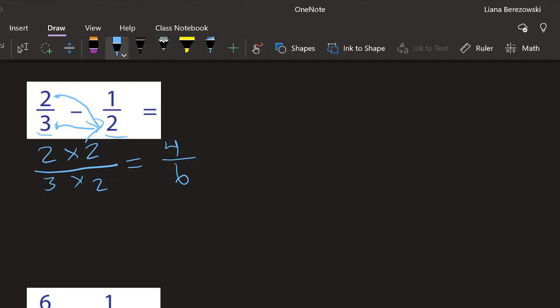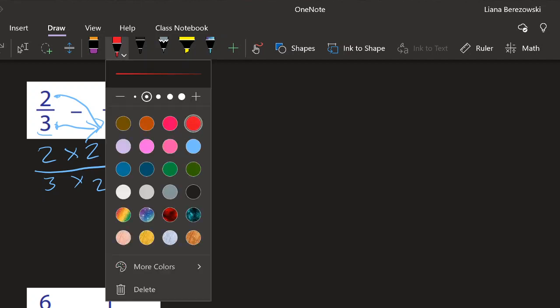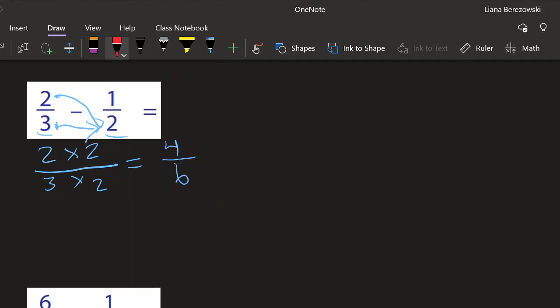And now we're going to deal with our other fraction. So we have this 1/2 here. Okay. Let's try red. Sure, let's be different. Okay, so we're going to take the numerator from this fraction, multiply it by the denominator of the other one, so we get 1 times 3. And then we have this 2, the denominator of this fraction, we'll multiply it by the 3 as well.